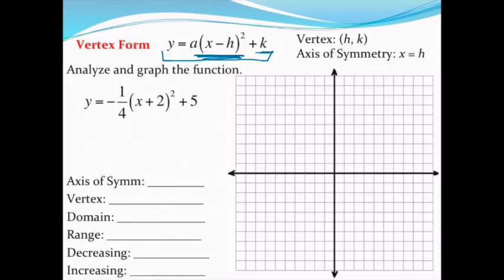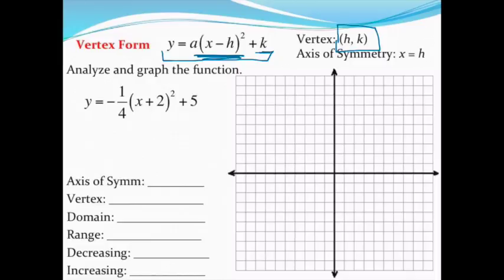The reason this is called vertex form is because the way it's written, we should be able to just pull the vertex right out of the form, right out of the equation. These two numbers, h and k, will represent the coordinates of the vertex. Keep in mind that that h value, we always have to do the opposite of what it says.